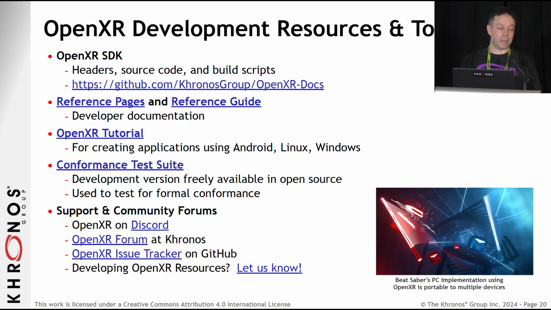And also we have supporting community forums on Discord and on the Khronos forums. We have an issue tracker on GitHub. If you write an issue on GitHub, we automatically get internal issues and we take them up at our weekly meetings. If you're developing OpenXR resources yourself, let us know. Maybe we can help you promote your OpenXR resource, or if you are providing documentation that we don't know about, please let us know.